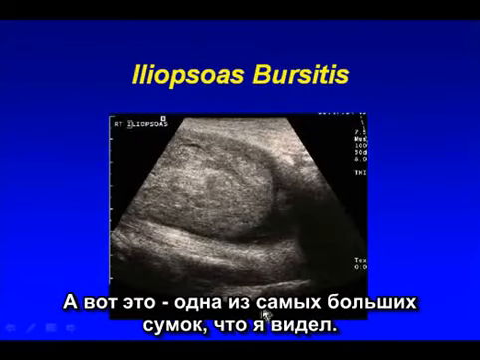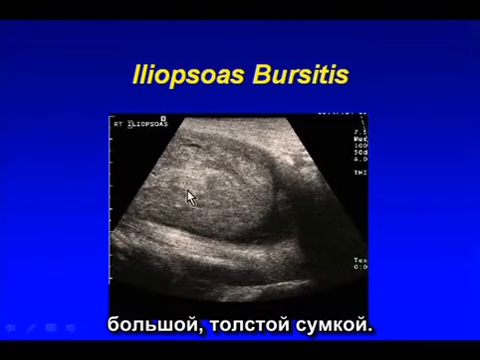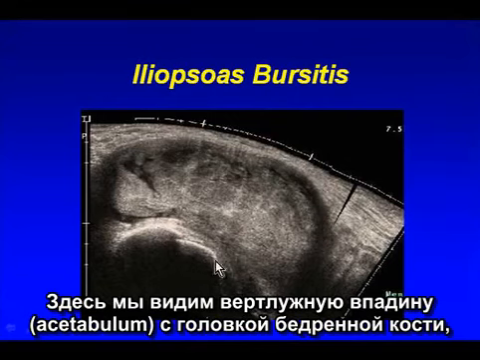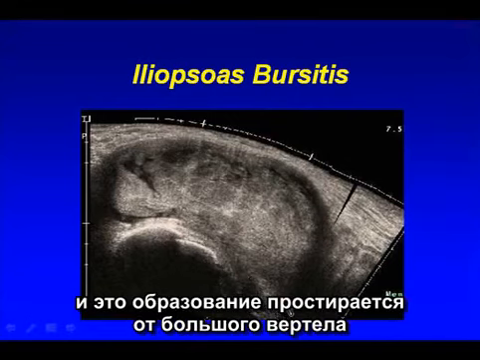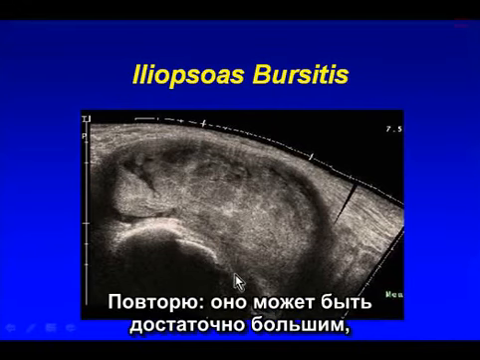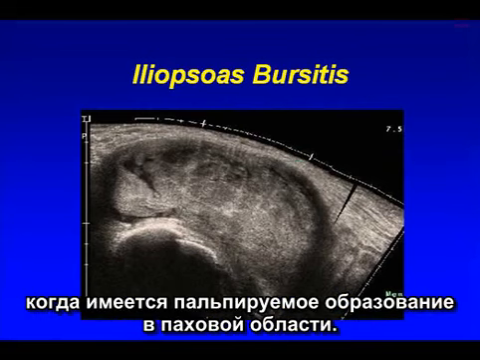This is probably the biggest one I've seen, where here's the iliopsoas tendon with a very, very thick, huge bursa with an extended field of view. Here is the acetabulum and femoral head, and it went all the way from the lesser trochanter all the way up over the acetabulum and into the pelvis. Again, they can become quite large, and you have to think about it whenever there's a palpable mass in the inguinal region.